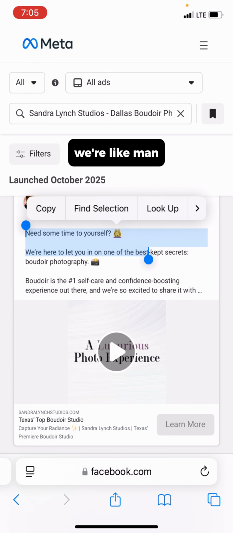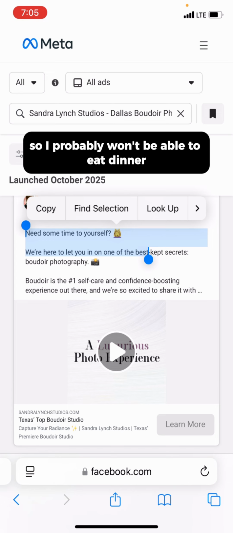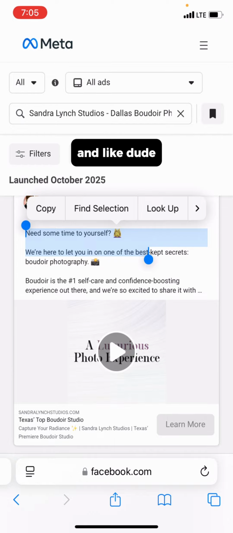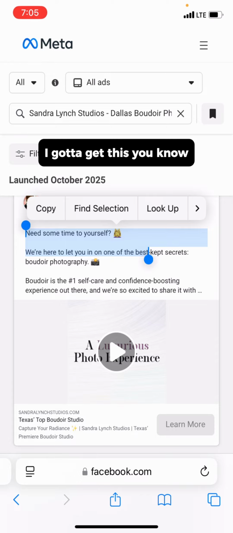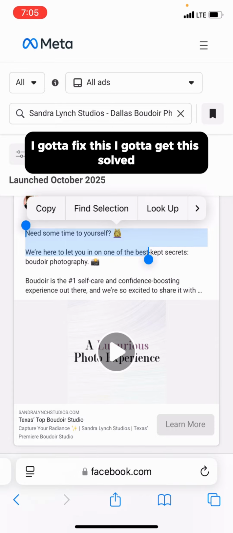We've got to stop halfway through. We're like, man, this is too painful. I can't even focus. I can't even eat. So I probably won't be able to eat dinner. Probably won't be able to sleep tonight. And like, dude, my tooth right now is killing me. I've got to fix this. I've got to get this solved.